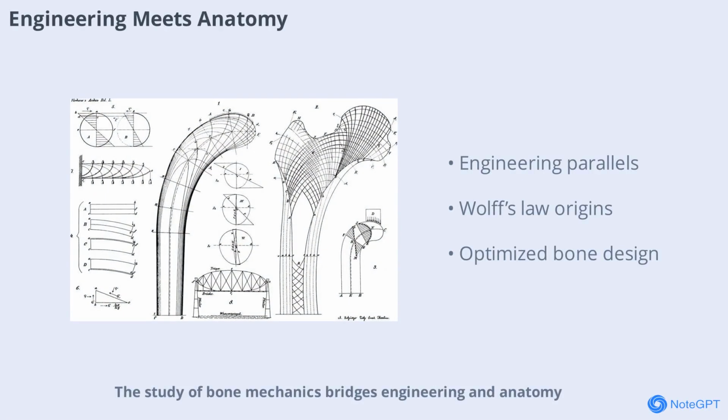Study of bone mechanics bridges engineering and anatomy. Early anatomists and engineers noticed similarities between bone structures and engineered designs, such as the alignment of trabeculae in the femur with stress trajectories in cranes. This observation led to the development of theories like Wolff's law, which posits that bone architecture adapts to mechanical demands, optimizing strength and minimizing weight.